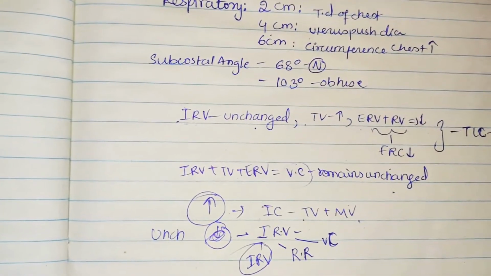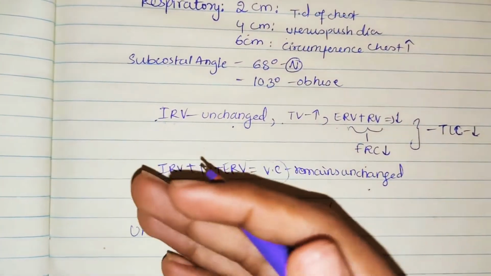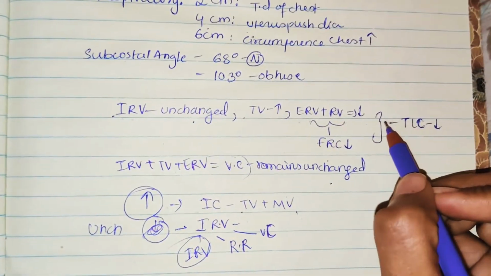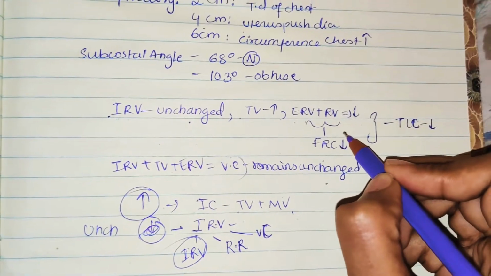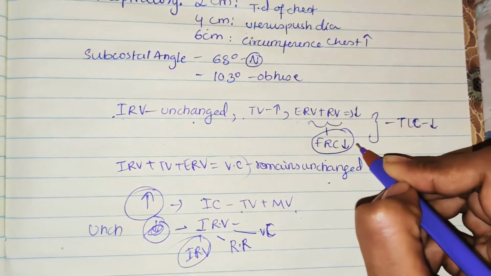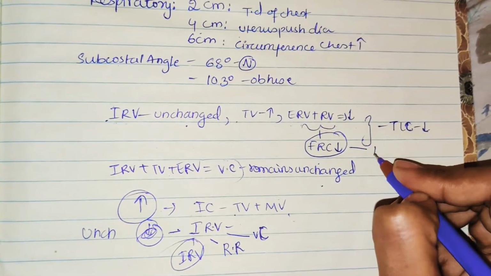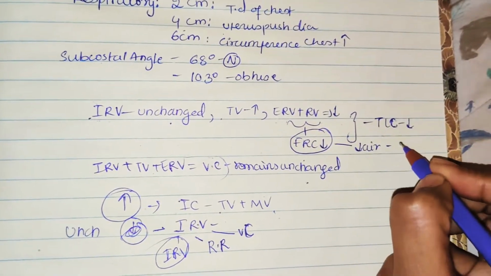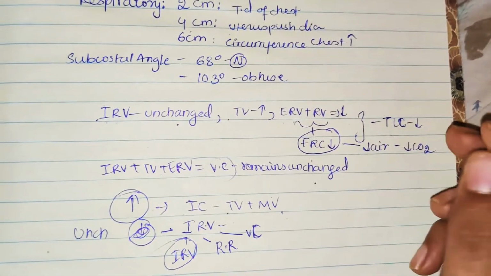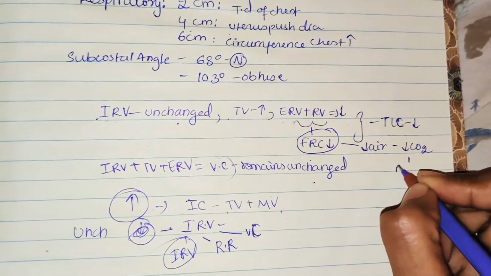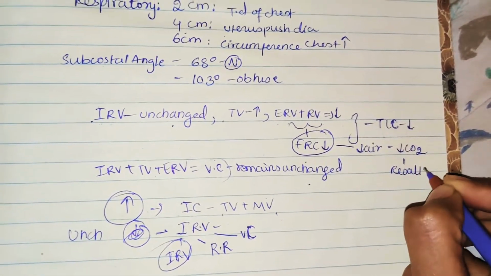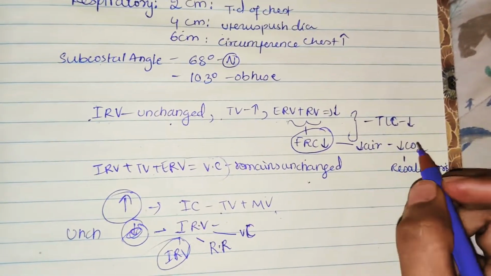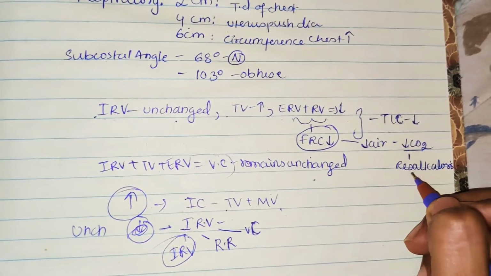So now coming to pregnant females, as we discussed before, the functional residual capacity is dropped. What happens when the functional residual capacity is dropped? There is less air trapped in the lungs. That means the blood carbon dioxide is dropped. When the carbon dioxide is dropped, it is called respiratory alkalosis. Whenever carbon dioxide is more, it is respiratory acidosis. Whenever the carbon dioxide is low, that is respiratory alkalosis.